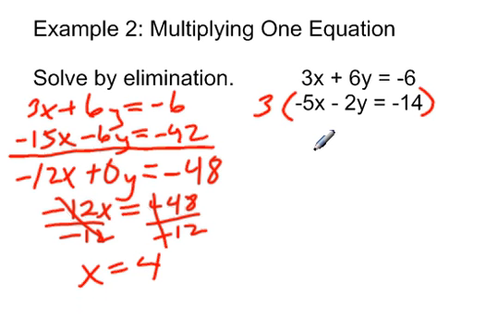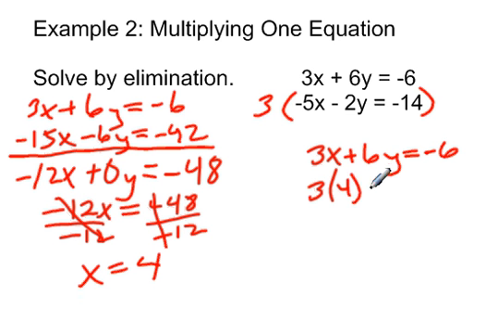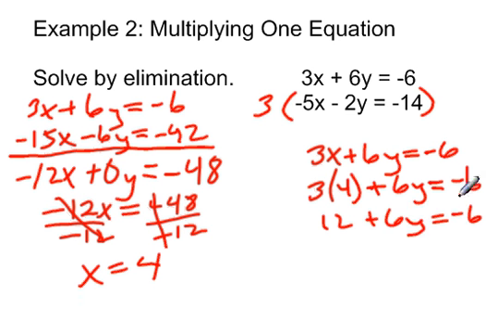So I'm going to take 3x plus 6y equals negative 6. I'm going to plug in that value for x. So 3 times 4 plus 6y equals negative 6. Okay, so 3 times 4 is 12 plus 6y equals negative 6.